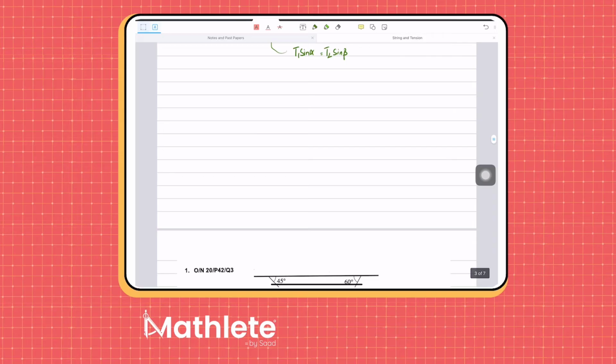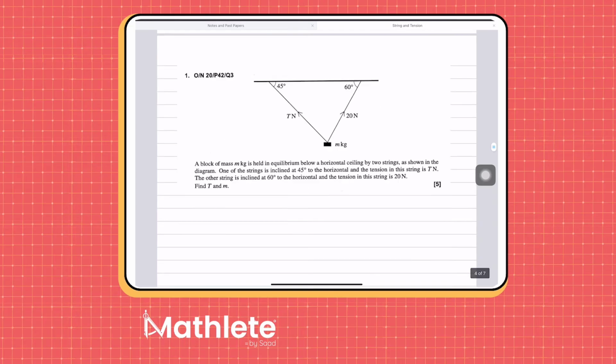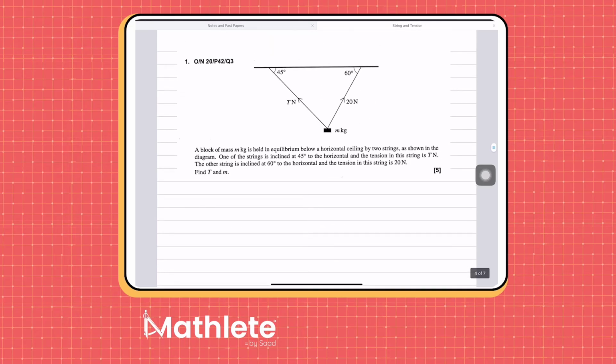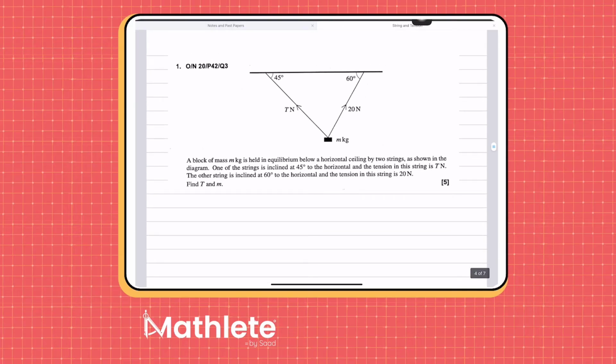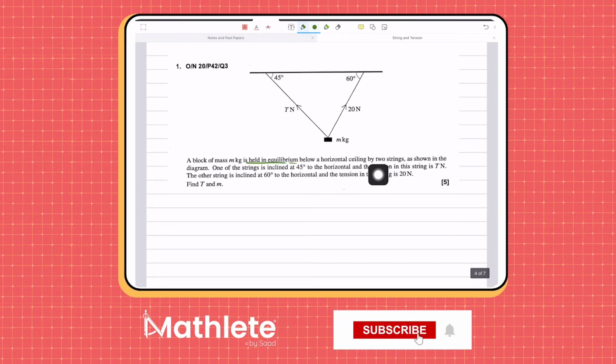So let's start with this fairly recent question, October-November 2020, paper 4, variant 2, question number 3. Let's see what it says. A block of mass m kg is held in equilibrium. Keywords: held in equilibrium. Although right now all the questions we're going to do will be in equilibrium, just something to keep in mind. Below a horizontal ceiling, which I was earlier referring to as the beam, same thing, by 2 strings as shown in the diagram.